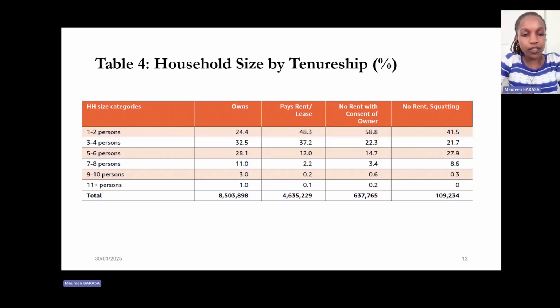So for this table 4, it just explains the household size by tenureship.